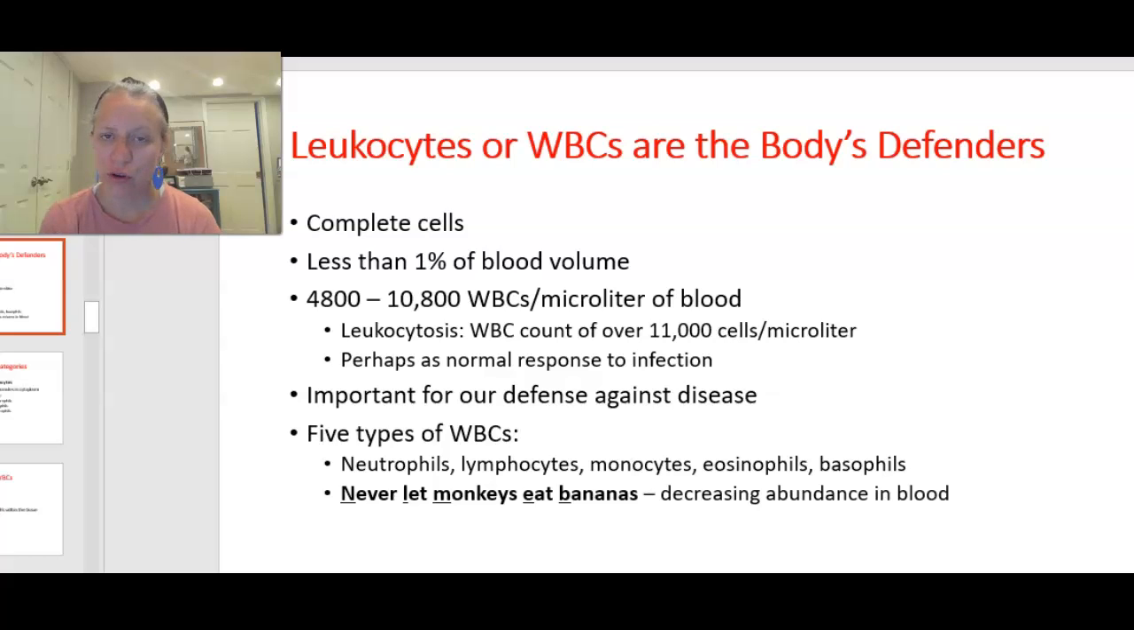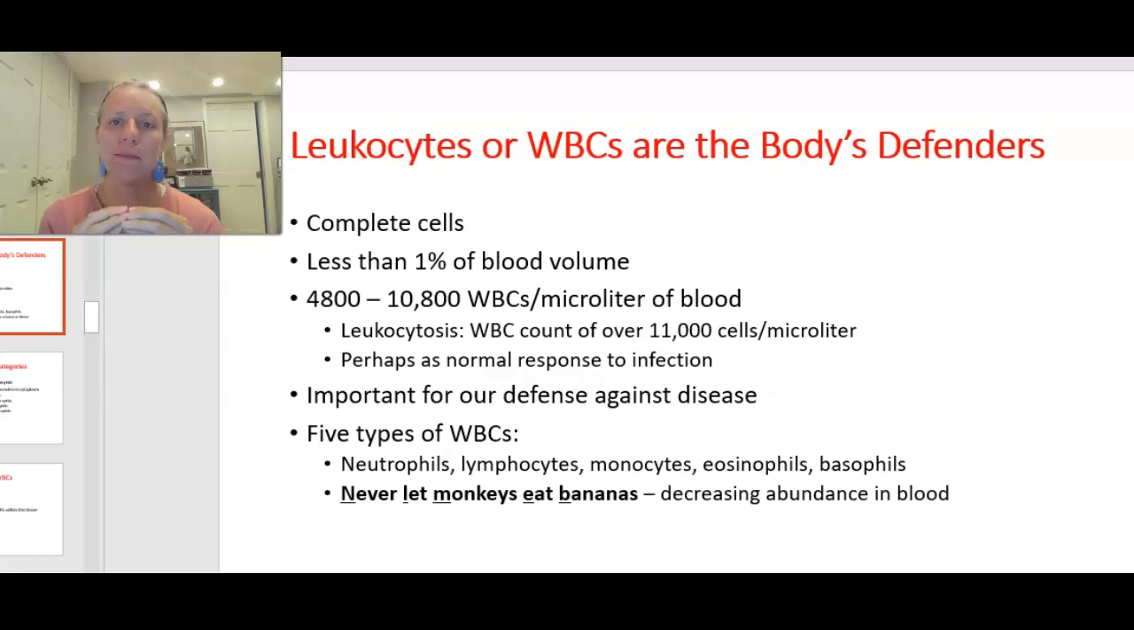Okay, so we've moved through the red blood cells. Now we're at the white blood cells. White blood cells are our body's defenders. They are a part of our immune system. So we'll talk a little bit about them now, but we'll talk a whole lot more about them when we get to the immune system chapter.